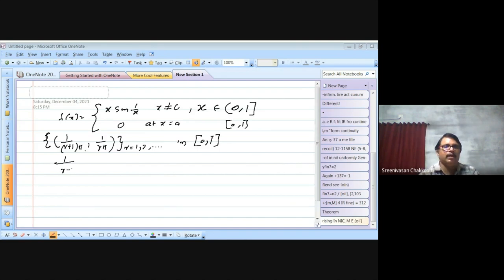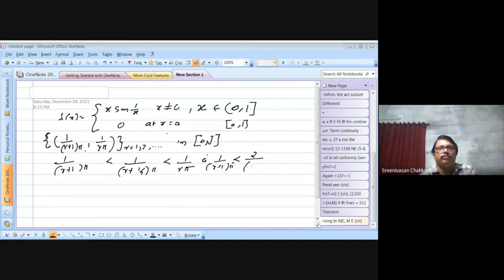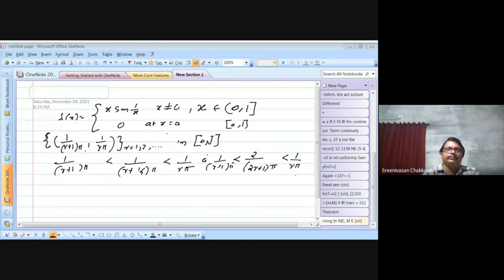See, 1 by (r plus 1) pi is less than 1 by (r plus half) pi, which is less than 1 by r pi, correct? For any positive integral values of r. That is, 1 by (r plus 1) pi is less than 2 by (2r plus 1) pi, which is less than 1 by r pi.